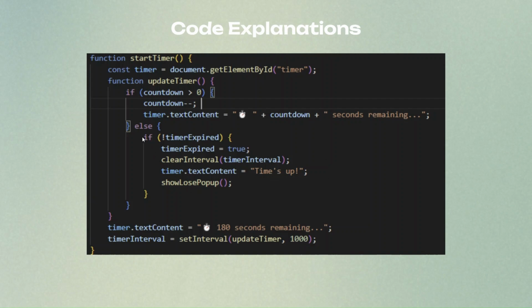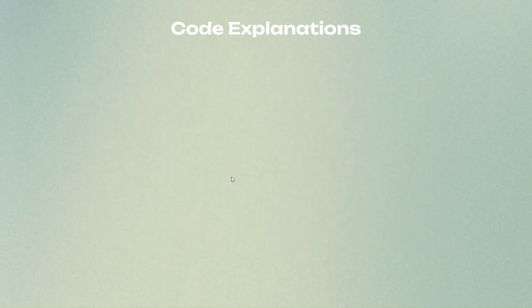And right here, if the timer is expired, it'll set the timer expired to true, and it'll clear out the timer and change the text to say time's up rather than this right here. Well, this right here. And then it'll pull up the loser pop-up window.